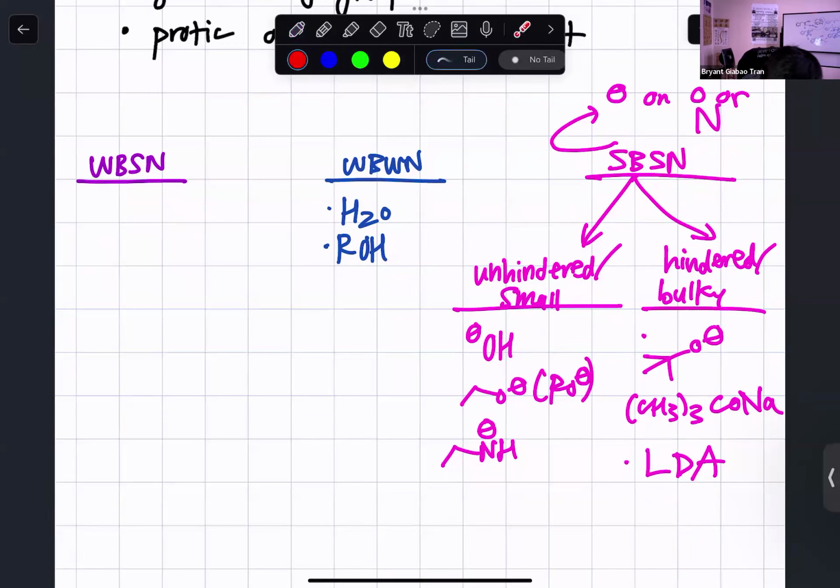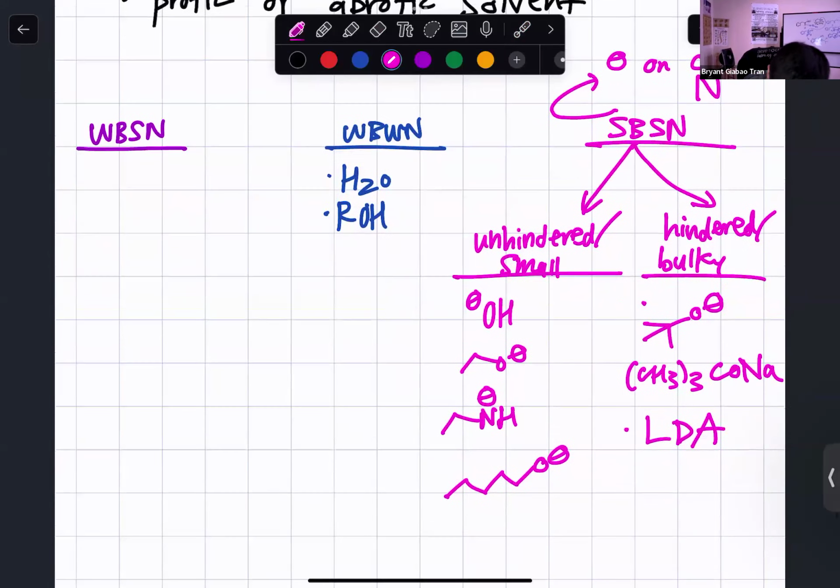As long as the R is unhindered and not the tert-butyl. If the R is tert-butyl, then that would be considered a bulky base, right? So this is considered unhindered, small. Even though it looks long, it's considered unhindered because the carbon that is closest to the O minus only has one branch to it. But if we look at this carbon here directly attached to the O minus, it has three branches coming off of it, making that hindered, right?